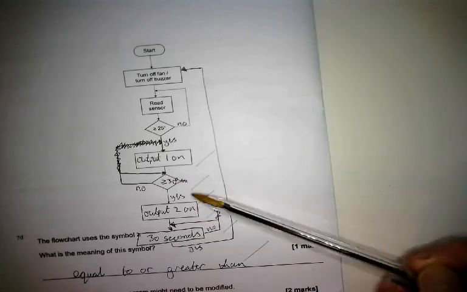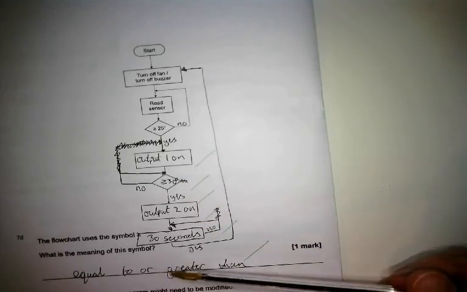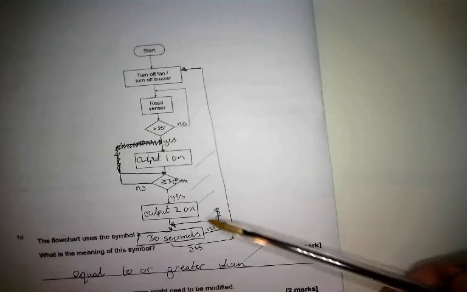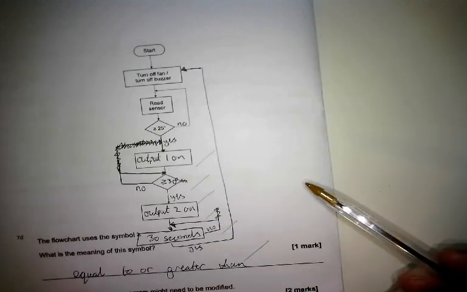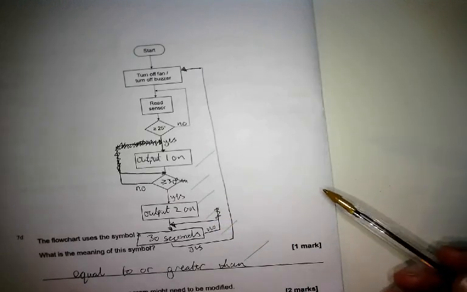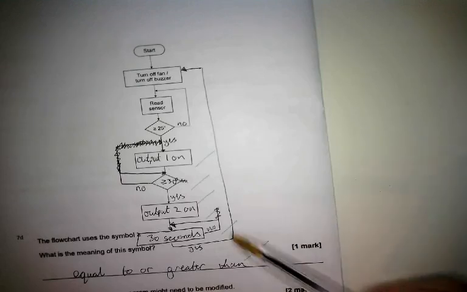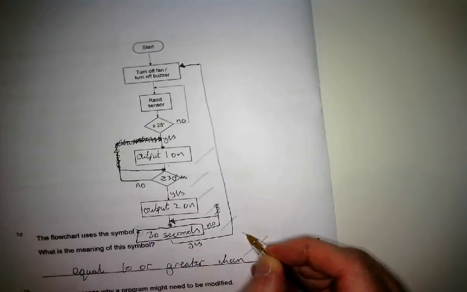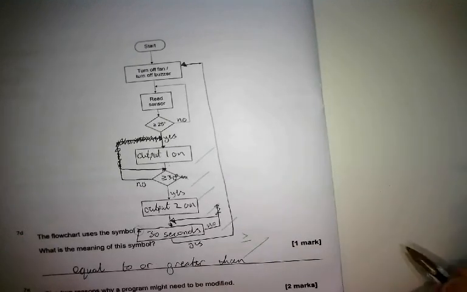What is meant by this symbol? Let me just find where the symbol is. What is the meaning of this symbol? I thought it said where the symbol was. I can't see it. Anyway, yeah, sorry, it's there. It's under the writing, that little symbol there. So you've got the equal to or greater than symbol there.